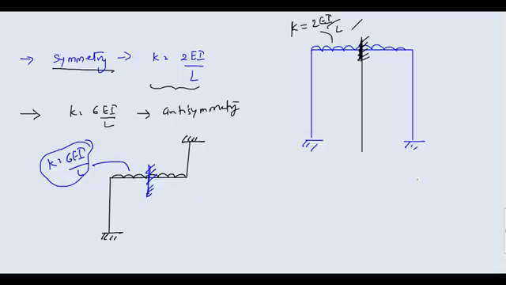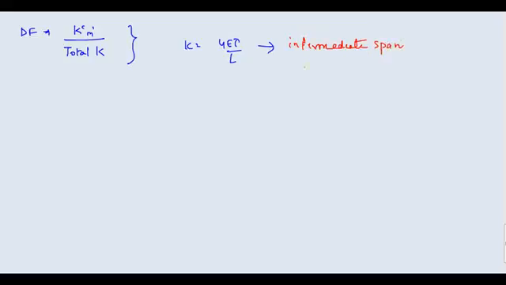So I am summing up the value of K and distribution factor. First I told you that distribution factor is equal to stiffness of member M divided by total stiffness at that joint. Then we talked about stiffness. I told you it is 4EI by L for intermediate span or fixed support. Either you have this type of span, intermediate span, or you have this type of span, then also you have your stiffness as 4EI by L.